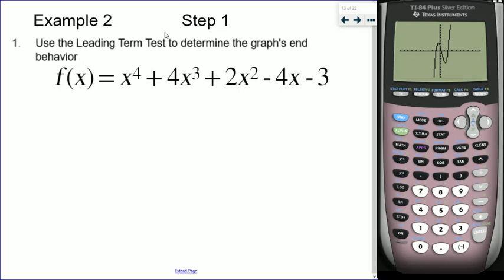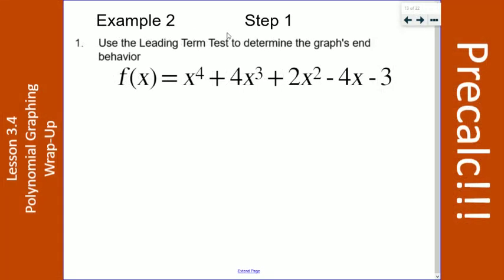All right, I'm going to leave that one to you. So go ahead and knock it out. Ready, set, pause. All right, hopefully you found out that it was up and up, because our leading coefficient is positive and the exponent, the degree of our function, is even. So even degree and positive means that our end behavior is going to be up and up.